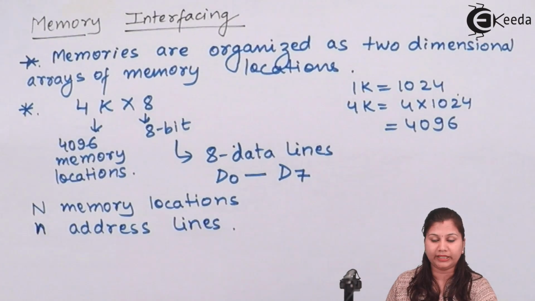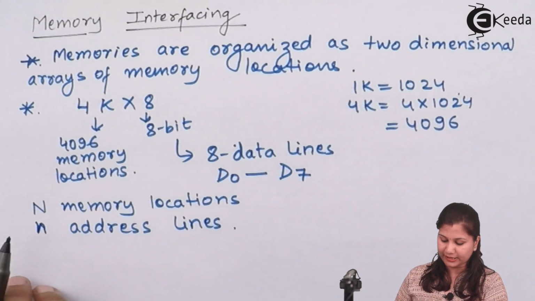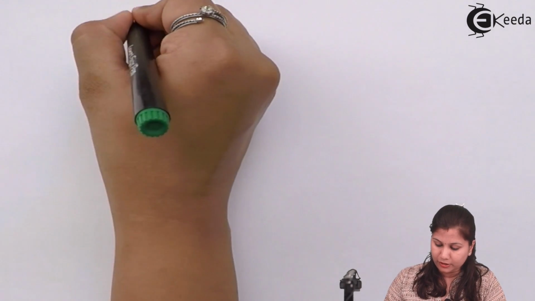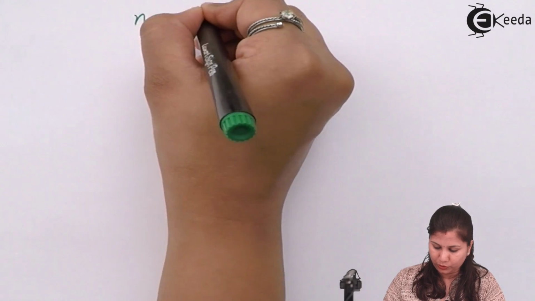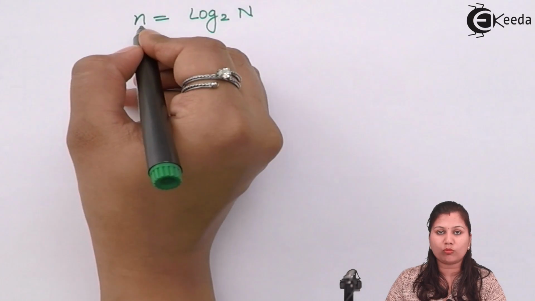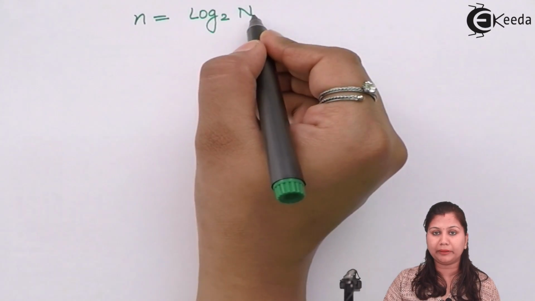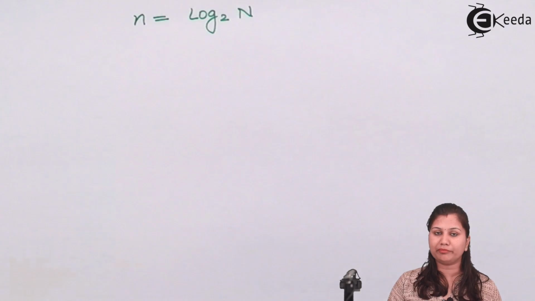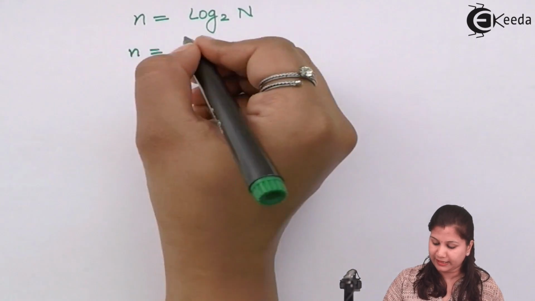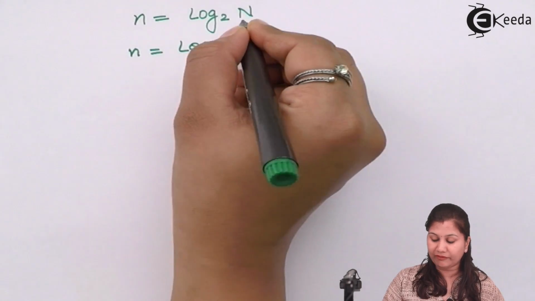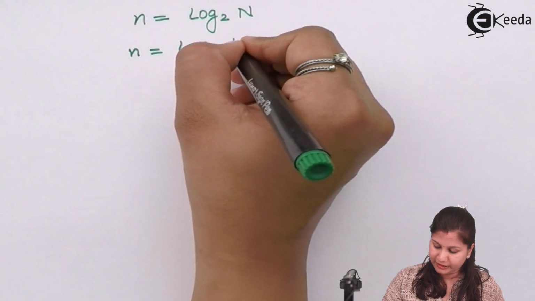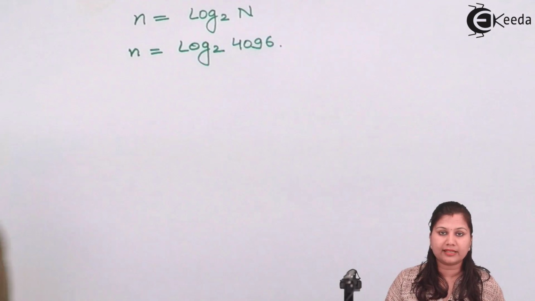So we can calculate it, we can relate the memory locations and address lines by using the formula small n equals log to the base 2 of capital N, where small n is the number of address lines and capital N is the number of memory locations. So to determine the number of address lines, we have the number of memory locations as 4096. So we will write here 4096.